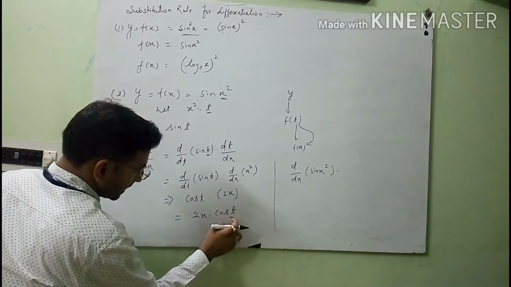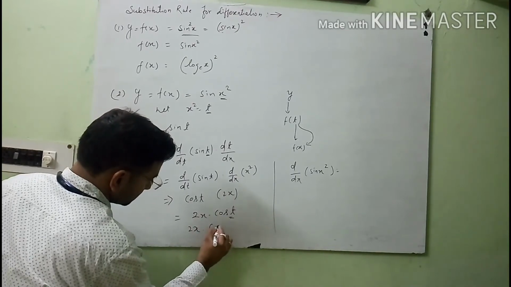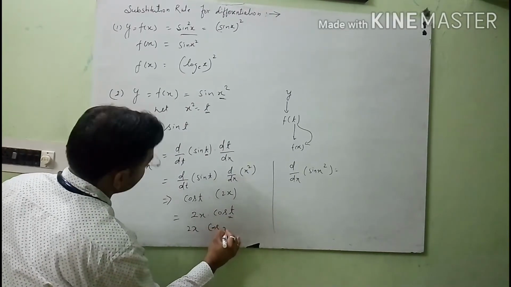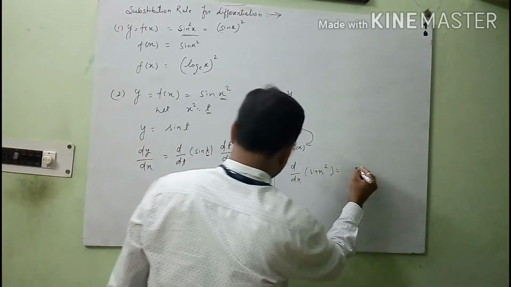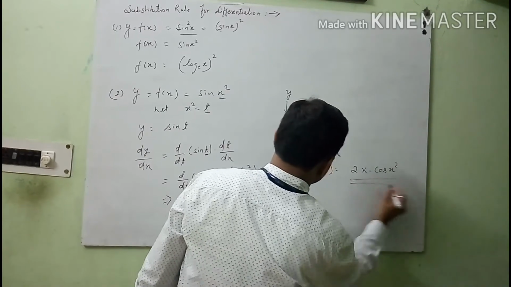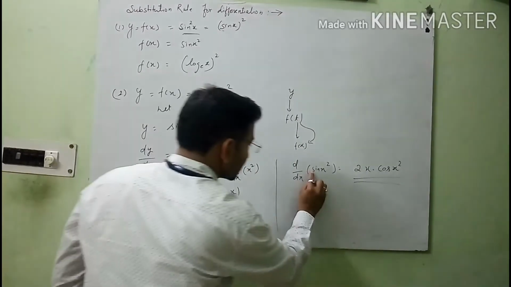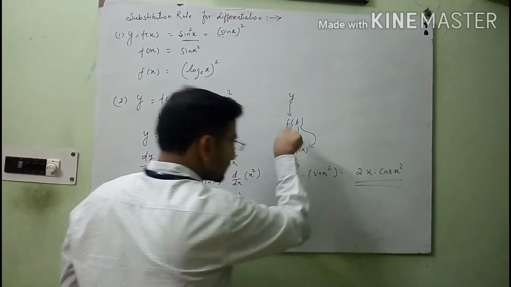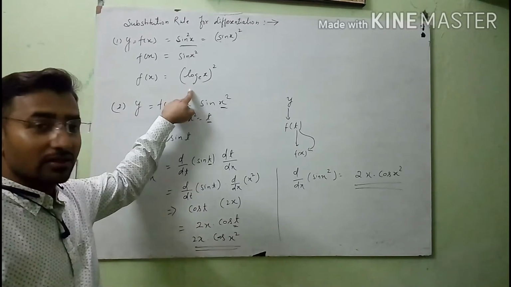See, I will substitute the value here itself. So 2x into cos t. What is the value of t? x square. So this is the solution. So you can say directly here 2x into cos x square. This is the solution of sin x square only. Listen here, x square only, not sin square x. Is the point clear? So after this, I will solve the third question.